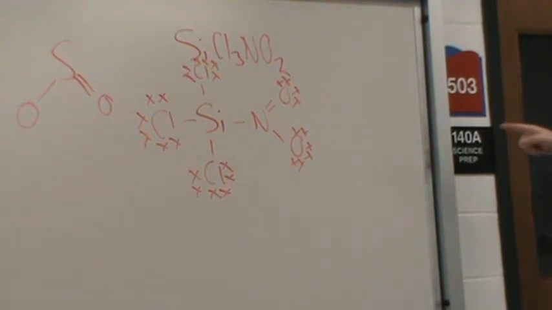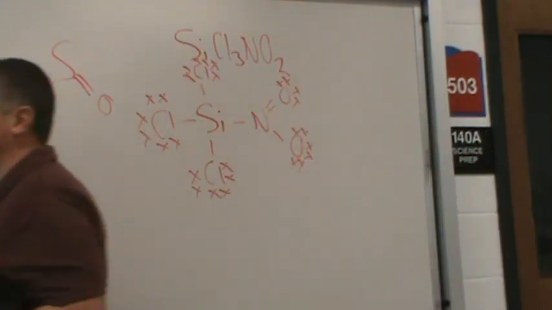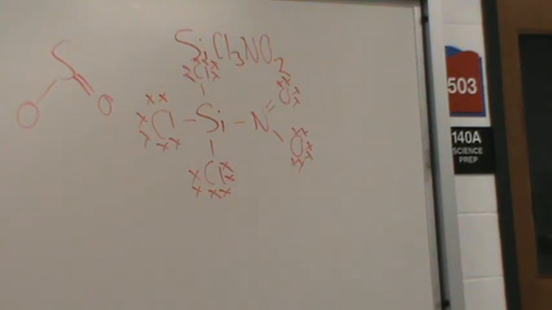Okay, now nitrogen. How many things do we have coming off nitrogen? Three. So its shape is going to be trigonal planar. Okay, so how in the world do we draw this? Well, you just bond the two together. Well, let me show you.